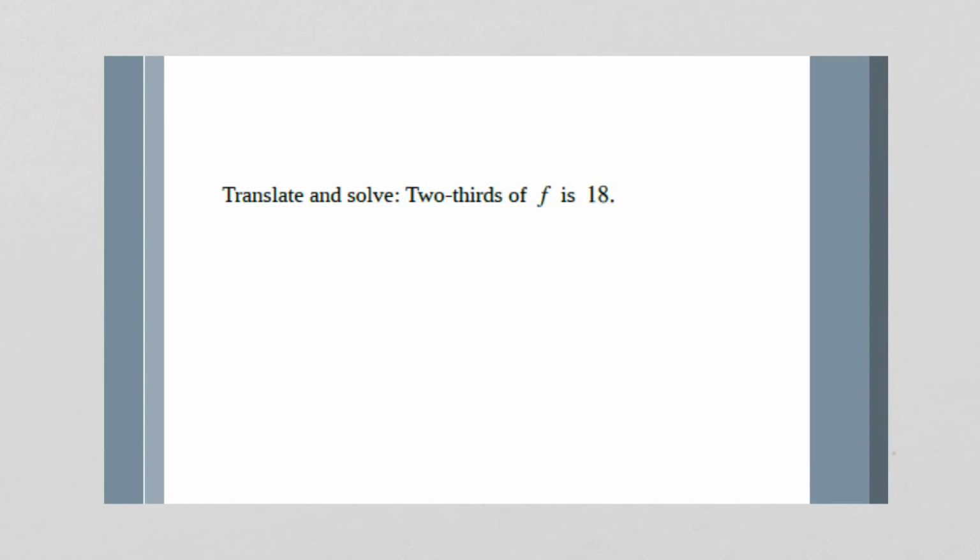Alright, so this one says translate and solve 2/3 of f, remember of means multiply, is 18. So 2/3 of f is 18. So again, I'm going to multiply by the reciprocal. What you do to one side, you do the identical thing to the other side. Those 3's cancel, those 2's cancel.